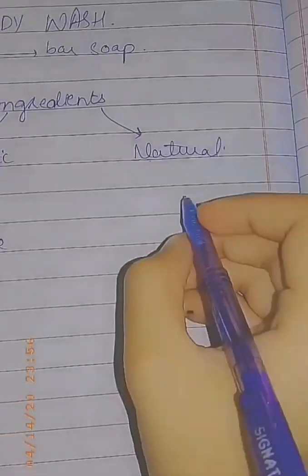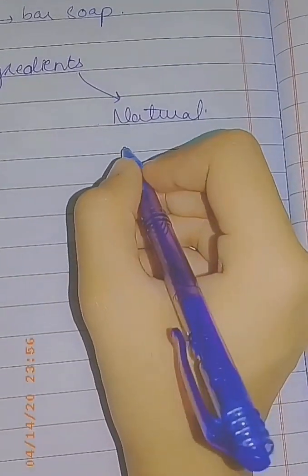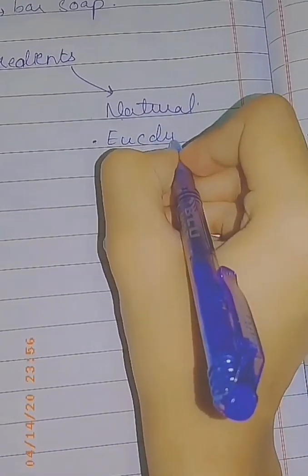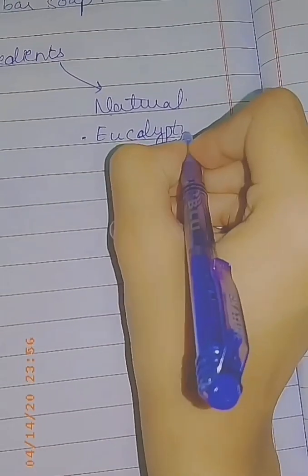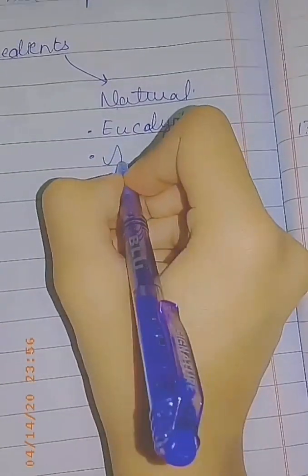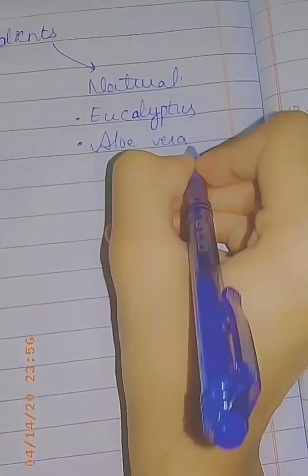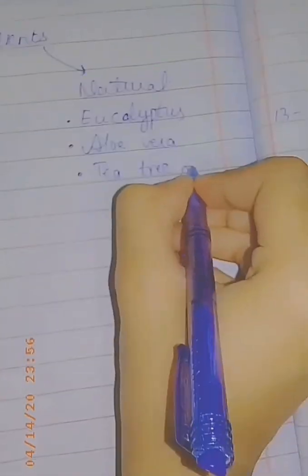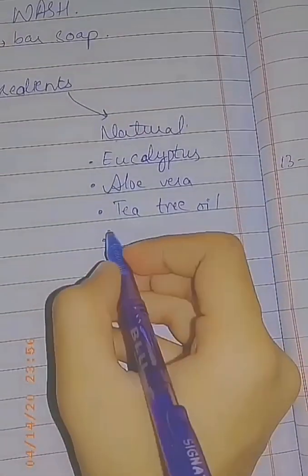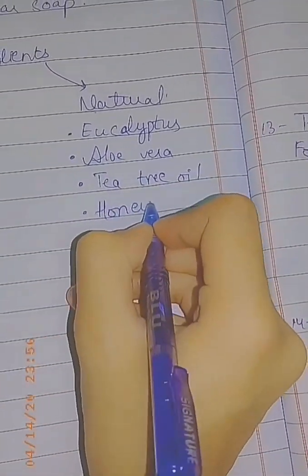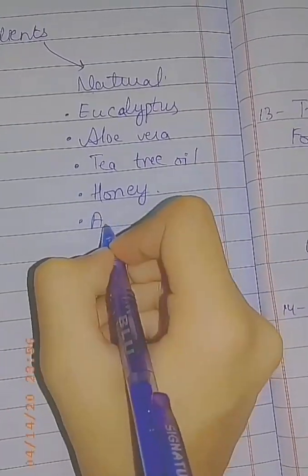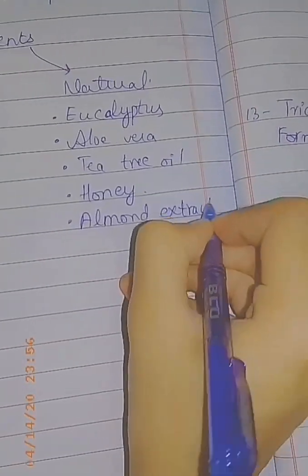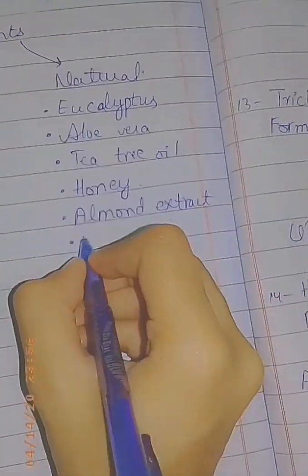Natural ingredients include plant extracts like eucalyptus, aloe vera, tea tree oil, honey, almond extract, rosemary.